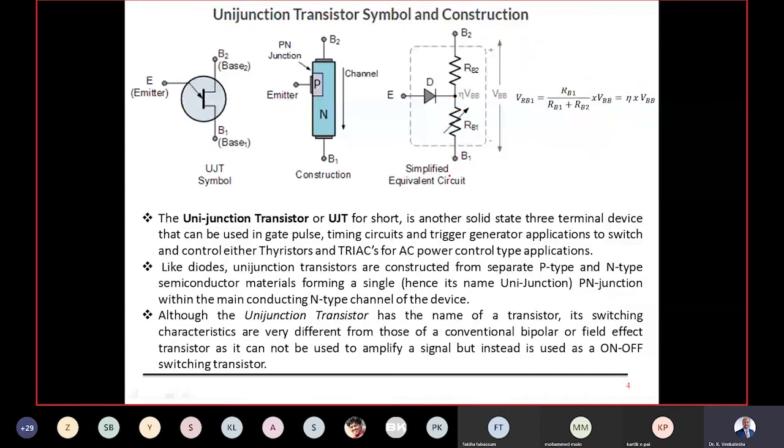Then it's told that the unijunction transistor, or UJT for short, is another solid state 3-terminal device that can be used to generate gate pulses for this particular experiment.